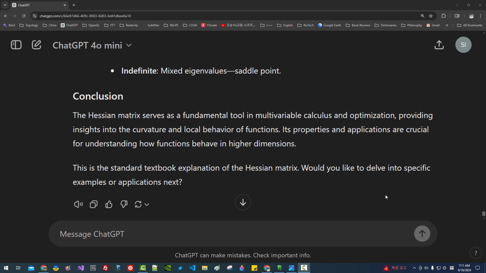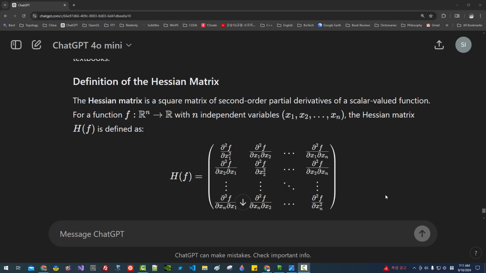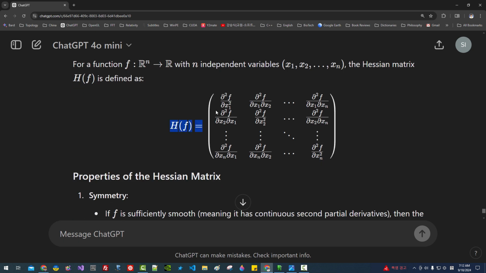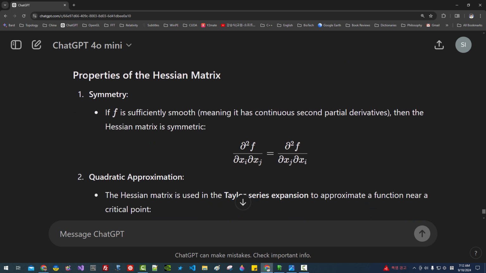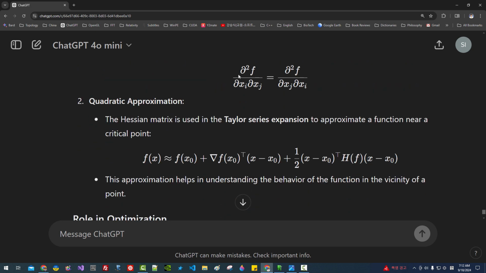I will scroll up. So, the definition of Hessian matrix. I will explain this part intuitively in a few moments later. We scroll down. Properties of the Hessian matrix. I will discuss this part shortly.